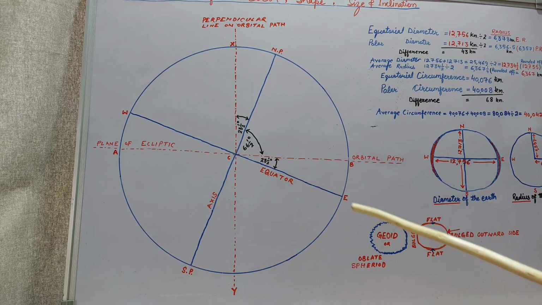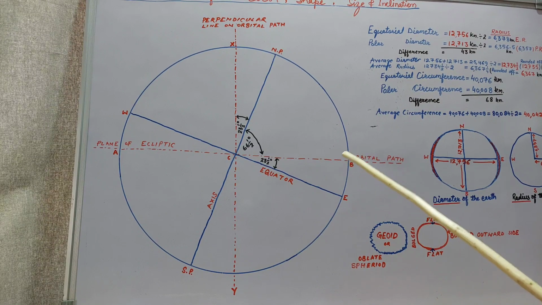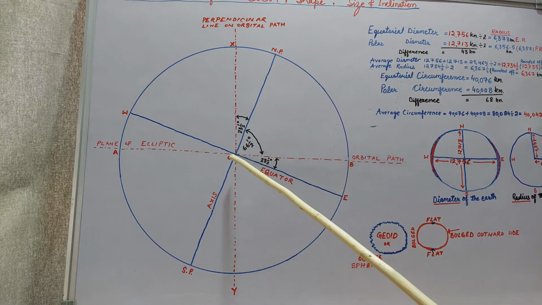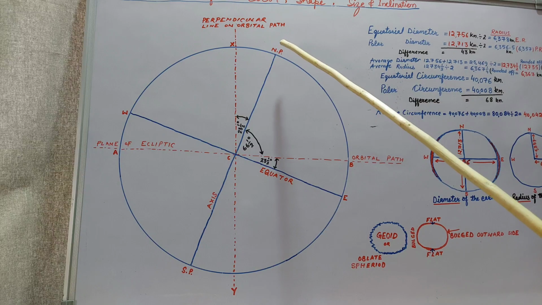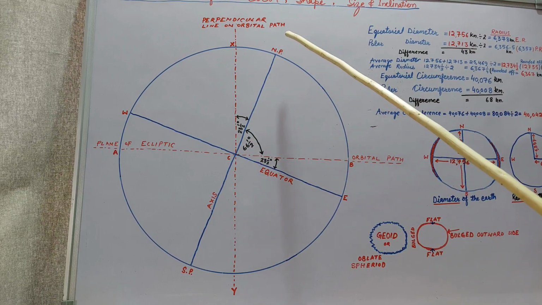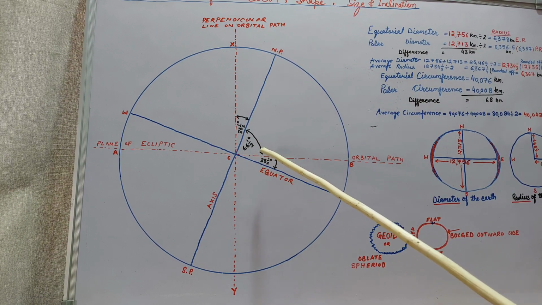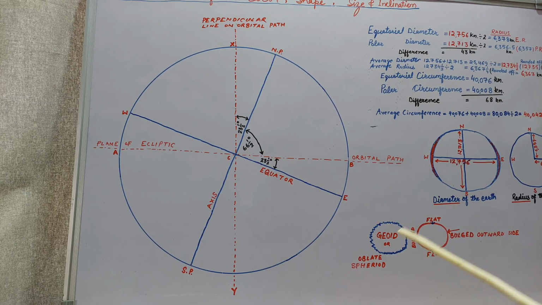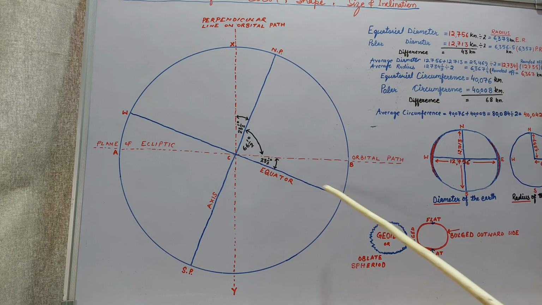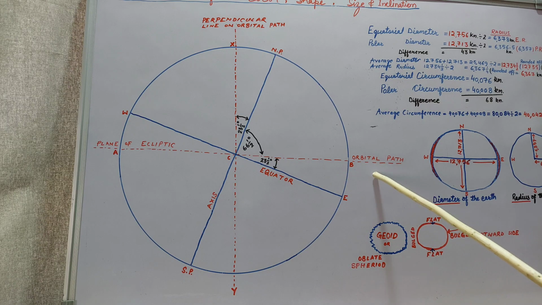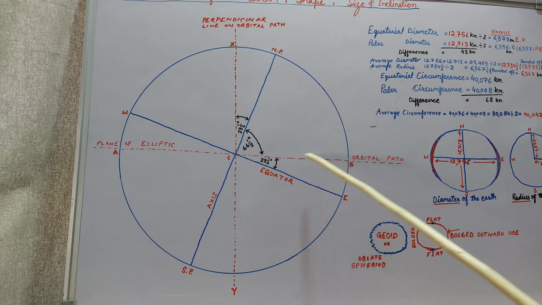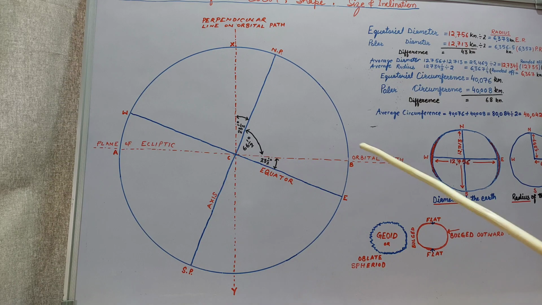In another way, you have to also explain that Earth is inclined from orbital path from the center to axis to north, that is northern side. It is 66.5 degree inclination of the Earth. Similarly, you have to mention that Earth is also inclined from equator, that is eastward side, to center of Earth and orbital path or plane of ecliptic. It is also 23.5 degree angle, it is inclined.